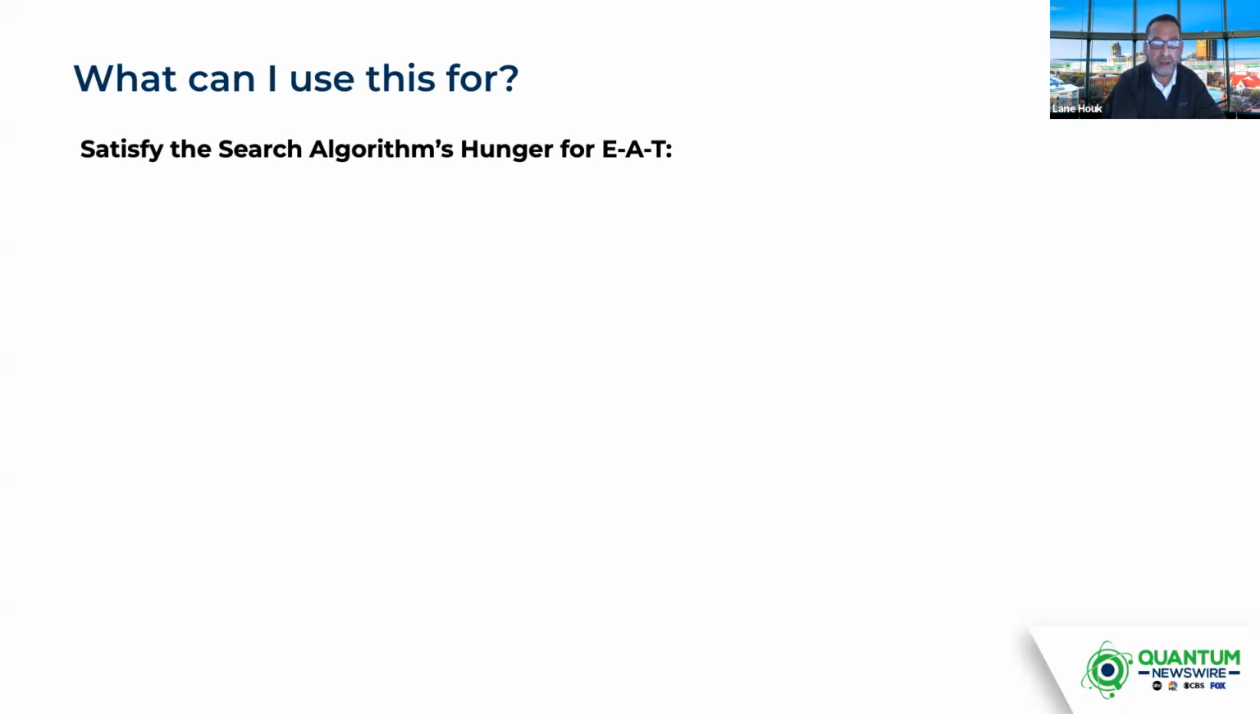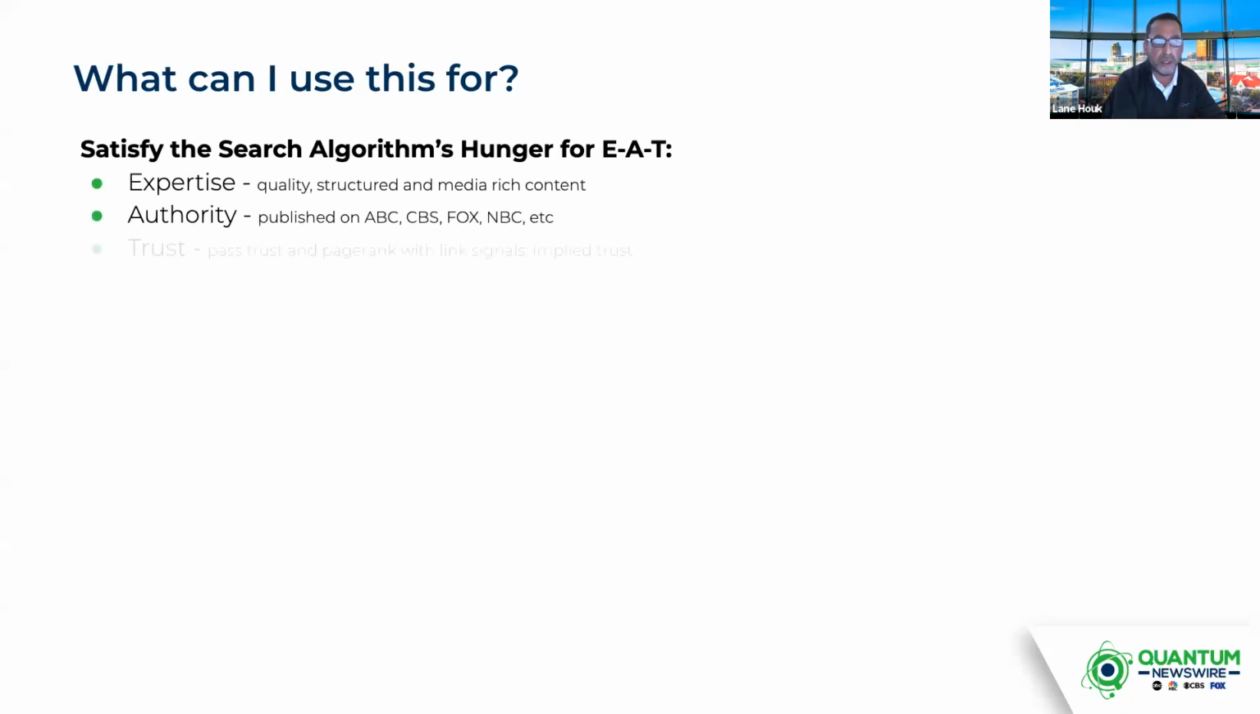So the question, what can I use this for, right? Number one, you can satisfy Google's algorithm's hunger for EAT. What is EAT? It stands for expertise, authority, and trust. And so you can use Quantum Newswire, and if you're not going to use Quantum Newswire, what you certainly want to be doing in your local SEO campaigns or your organic SEO campaigns is looking to build the EAT profile of the entity, your client, right? So what is that EAT profile made up of?